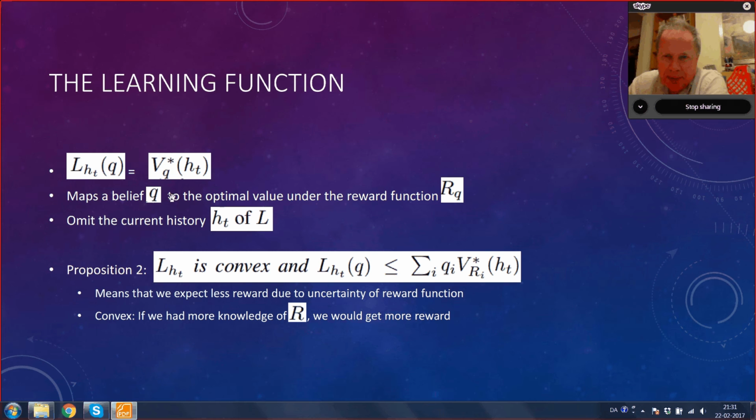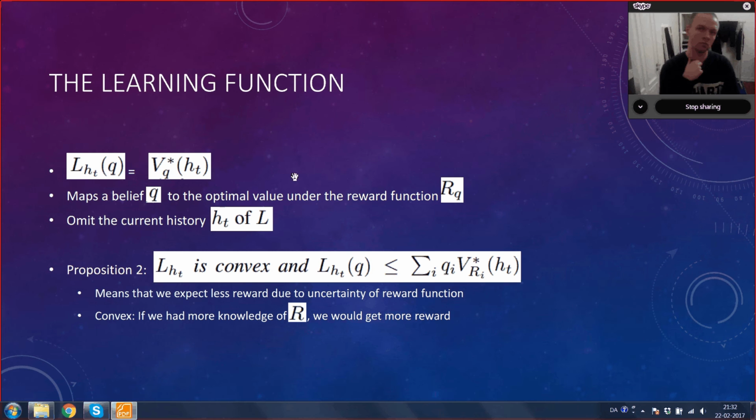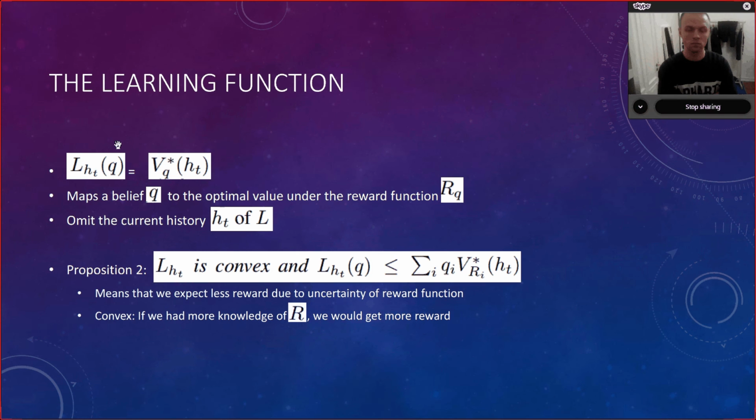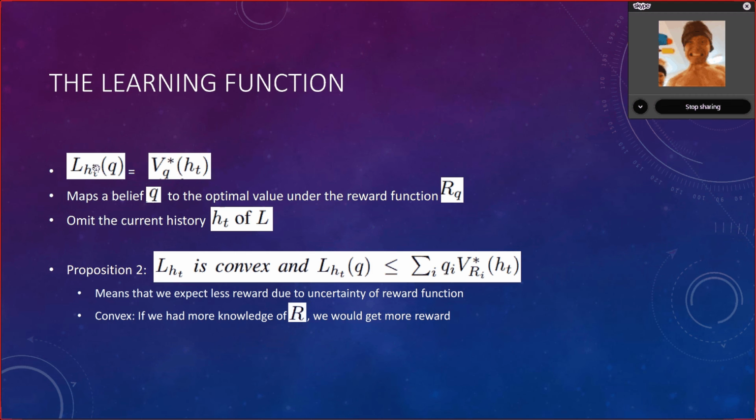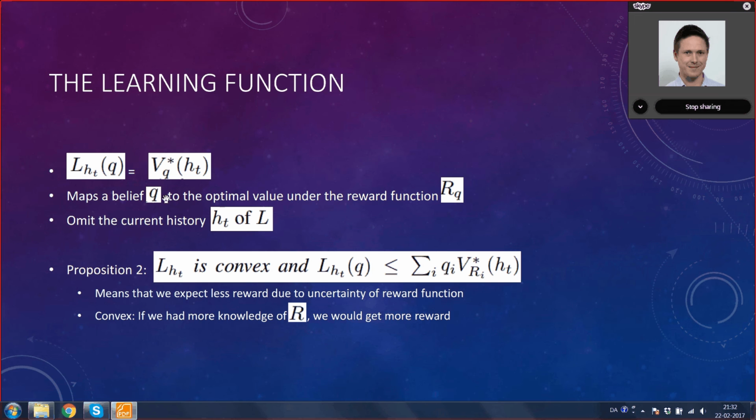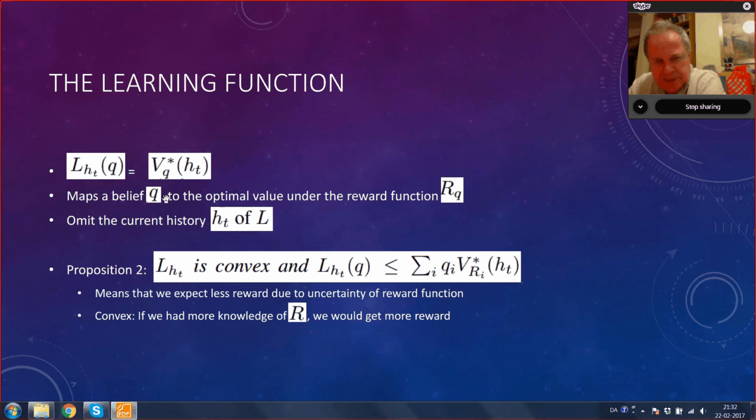So in a way, you can say we have a belief. The belief learning function is: from a belief, you get the optimal value for the reward functions that correspond to this belief.